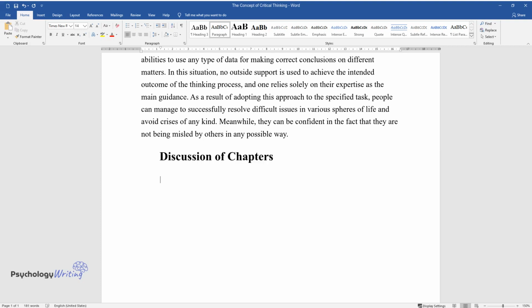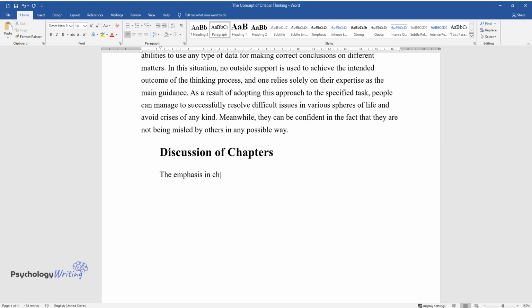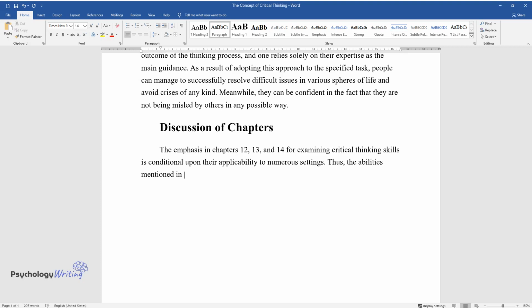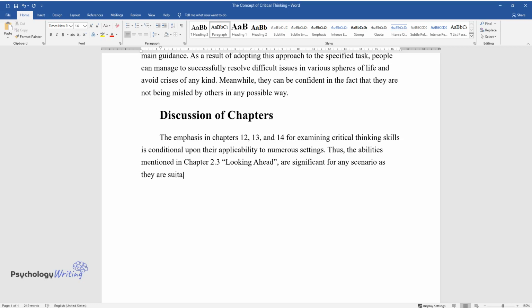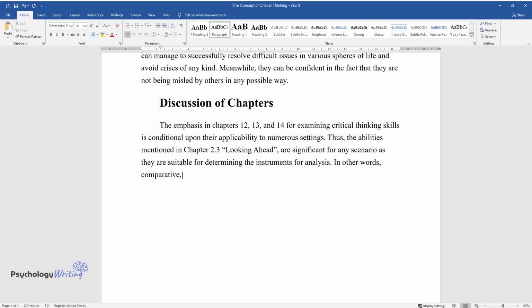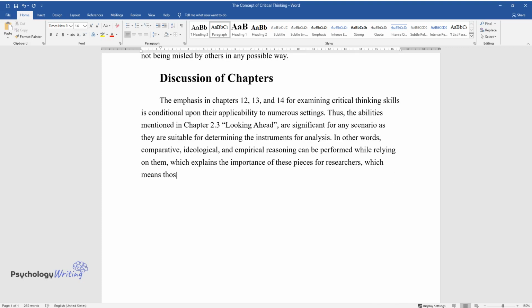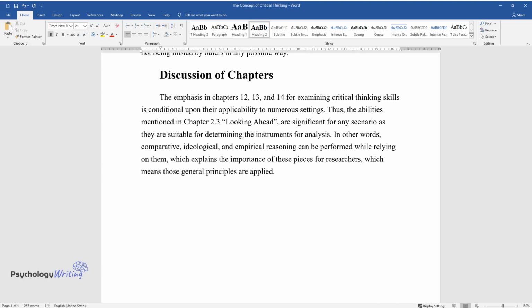Discussion of chapters. The emphasis in chapters 12, 13, and 14 for examining critical thinking skills is conditional upon their applicability to numerous settings. Thus, the abilities mentioned in Chapter 2.3 Looking Ahead are significant for any scenario as they are suitable for determining the instruments for analysis. In other words, comparative, ideological, and empirical reasoning can be performed while relying on them, which explains the importance of these pieces for researchers, which means those general principles are applied.